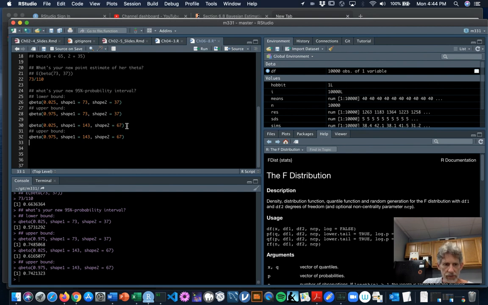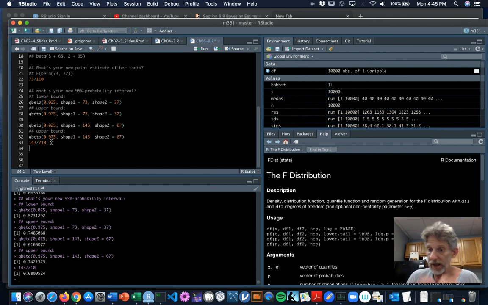Narrower still. And what was my new estimate for her? So instead of 73 over 110, it is now 143 over 210, just adding all the successes and the failures. And that is 68%. And so the more data you get from her, the narrower the 95% interval is going to get, the more it'll hone in on what her real theta is.